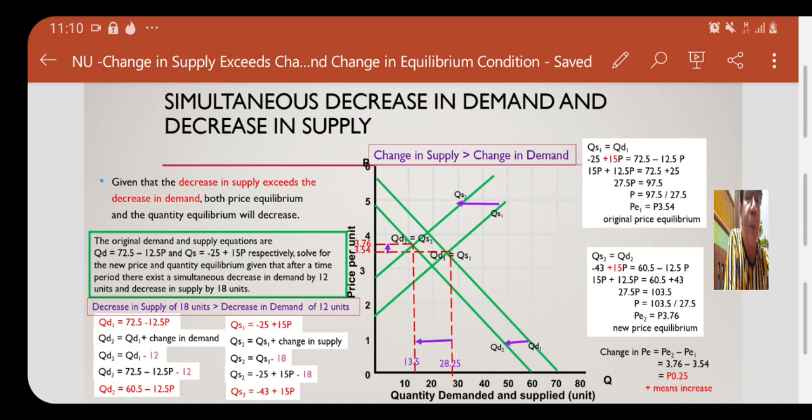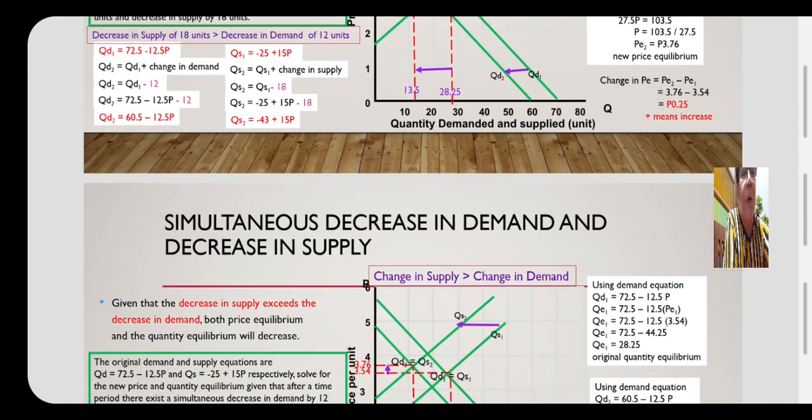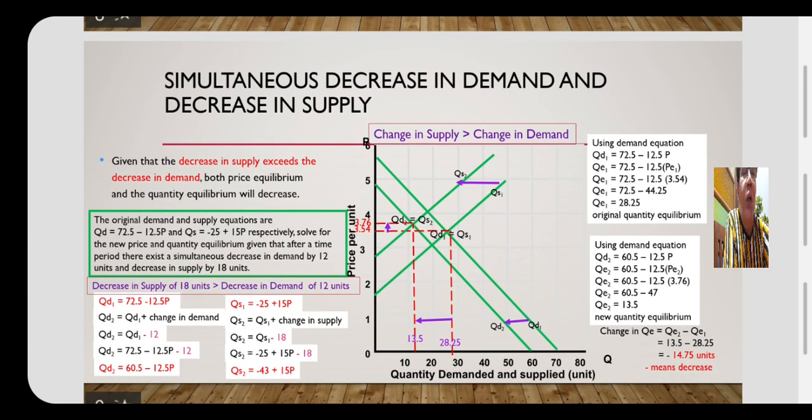The quantity equilibrium can be solved in the following slide, but I will no longer explain much about how the new quantity equilibrium was derived. We can just specify the movement of quantity equilibrium. Quantity equilibrium moved to the left, and that means there is a decrease in quantity equilibrium. And how much is the decrease in quantity equilibrium? It's negative 14.75 units. Negative means a decrease in quantity equilibrium.